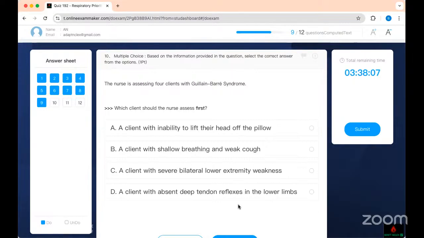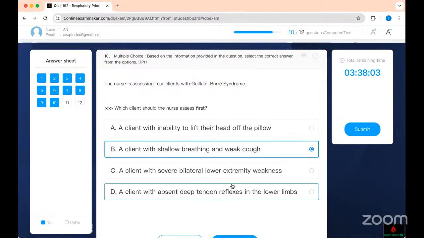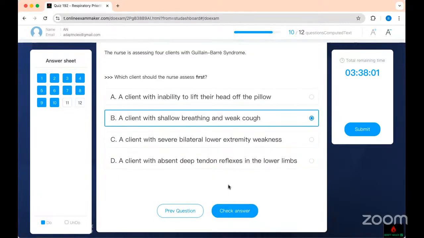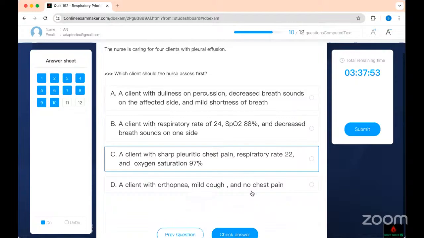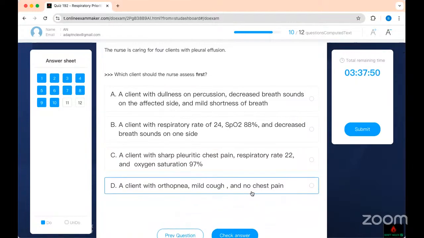But because the patient has no cough and has shallow breathing, this is your problem. Severe bilateral lower extremity weakness is expected, and your reflexes are going to go down. So this question is testing your knowledge of neurology and respiratory at the same time.